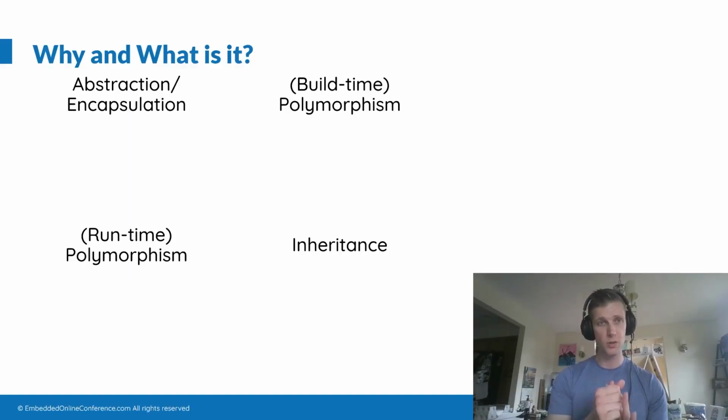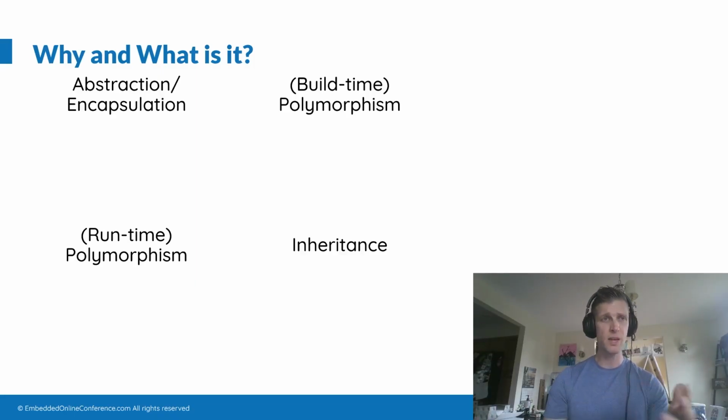We're going to bundle the first two together, abstraction and encapsulation, since they're very related. Polymorphism will actually separate out into two because it's much easier in C for us to do polymorphism at build time when we compile our project than to do polymorphism while our software program is running. And then lastly, we'll talk about inheritance.